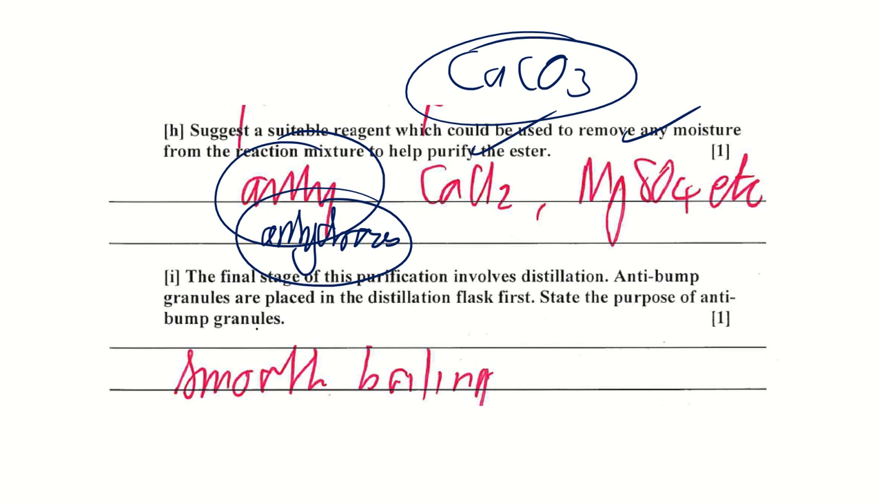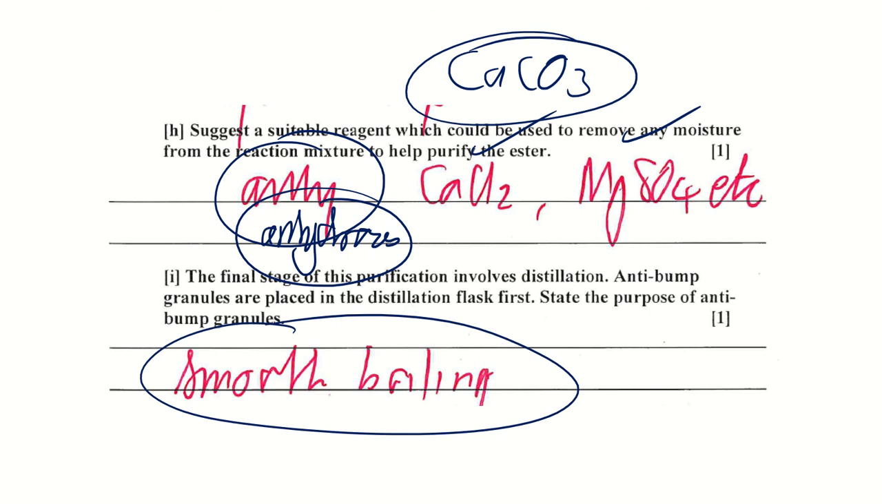Then we were asked the use of anti-bump granules. Anti-bump granules are simply to promote smooth boiling of the reaction mixture, prevent hot spots, spread the heat, something like that.